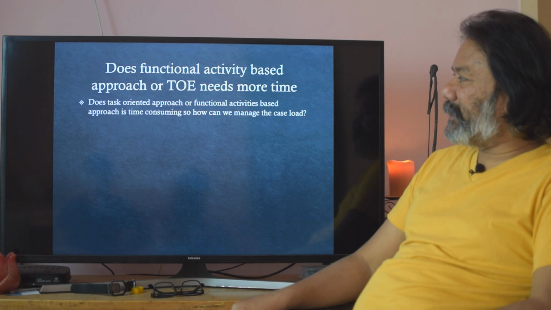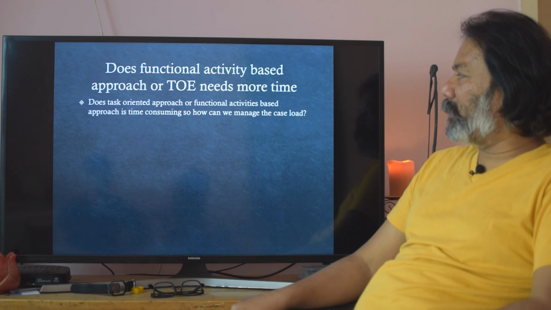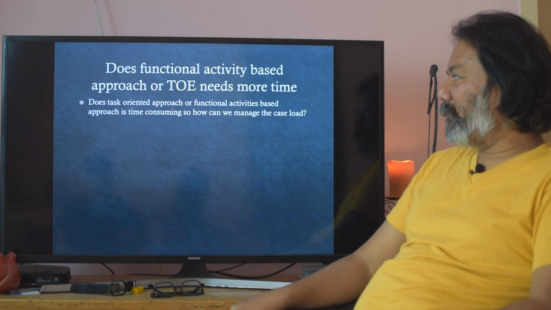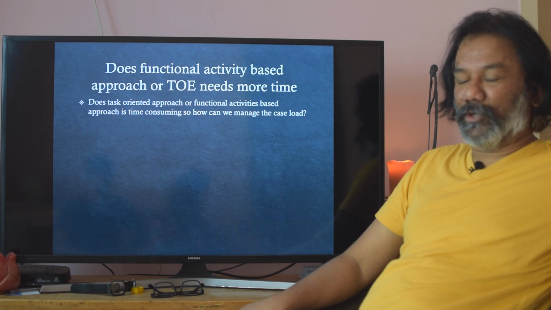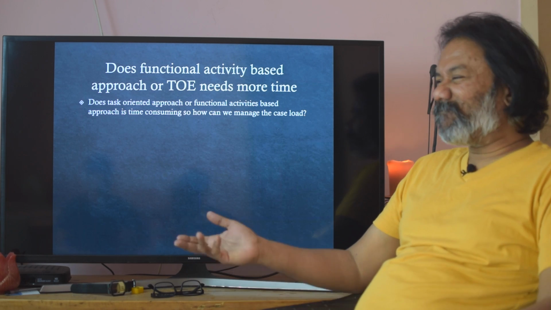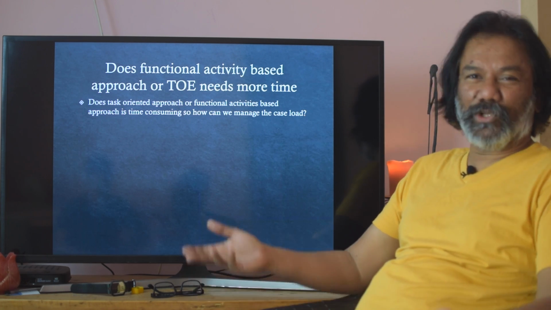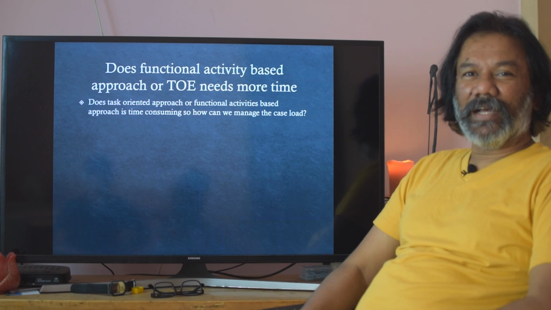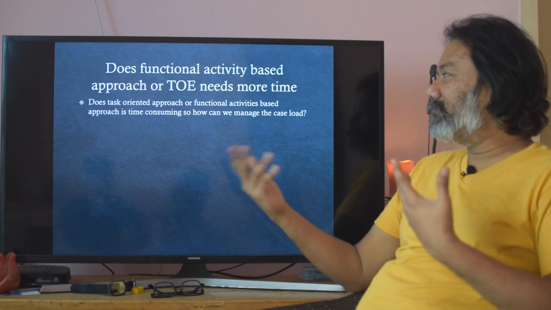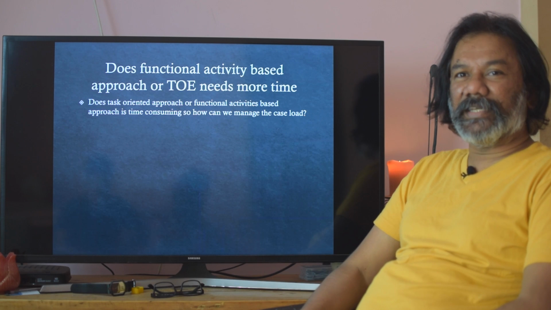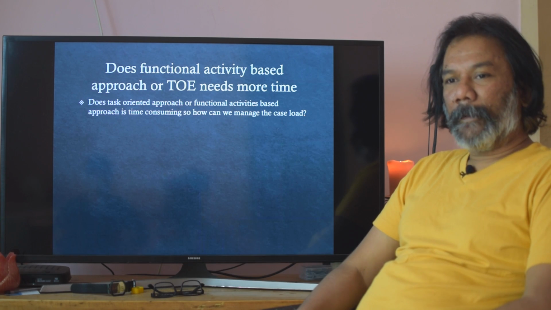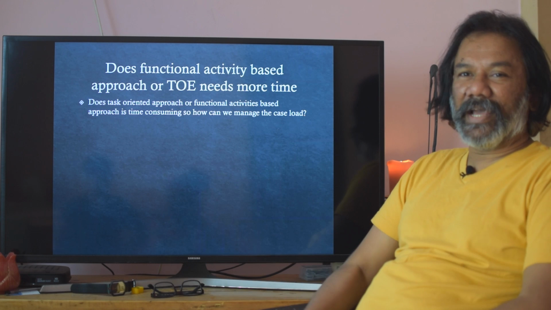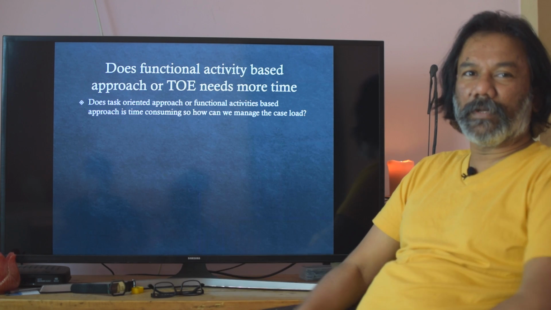Okay, the next question is, is the task-oriented approach or functional activity-based approach time consuming? How can we manage case load, right? I don't know whether this is true, and I don't see it as time consuming. So I don't have any answer for this. I don't know.